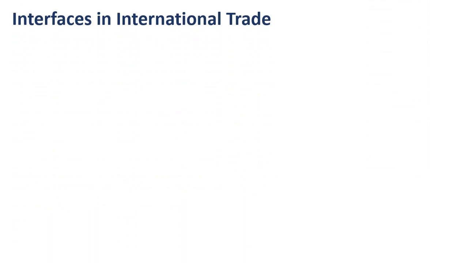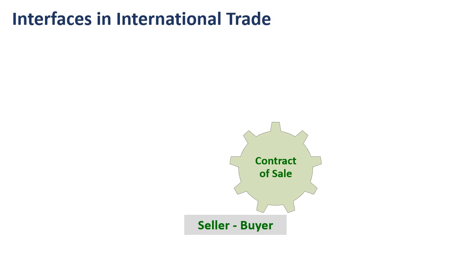Let us now look at how these interfaces work. There are many contracts in an international trade. The first one, of course, obviously, is the contract of sale. As I mentioned in the beginning, you've got a seller in one place who is selling the goods to a buyer in another part of the world, and therefore they enter into a contract which is typically known as the contract of sale or contract of purchase.